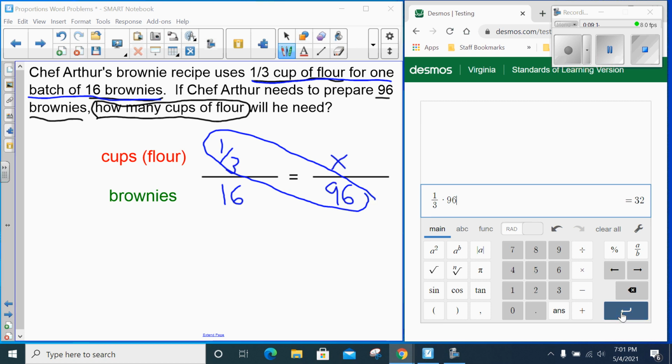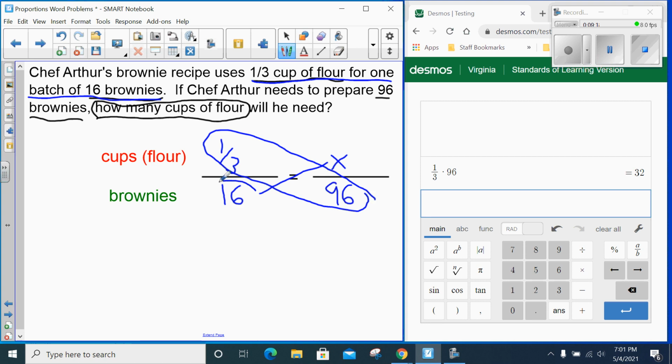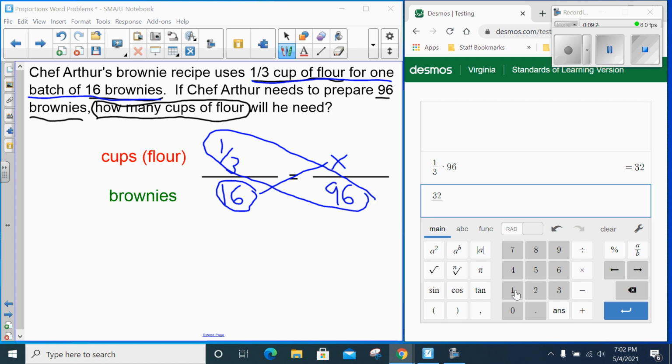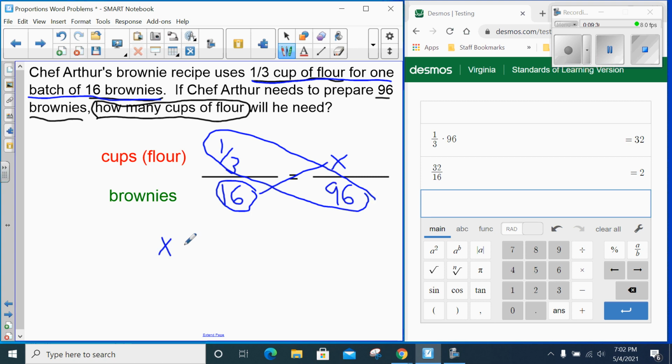And we get 32. And then remember, you always divide that by the number across from X. So you're dividing by 16. So we're going to take 32 and divide by 16. And when we do that, we get our final answer is 2. So X equals 2 here.